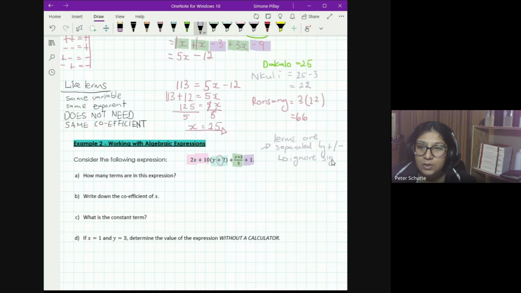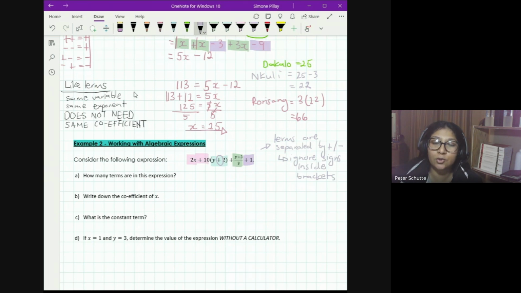100%. When we're trying to identify terms, we ignore signs that are inside brackets because I always try to think of it as like a rope or like somebody holding something together, right? It would have been two terms, but because there's that bracket, the brackets are sort of grouping everything together.